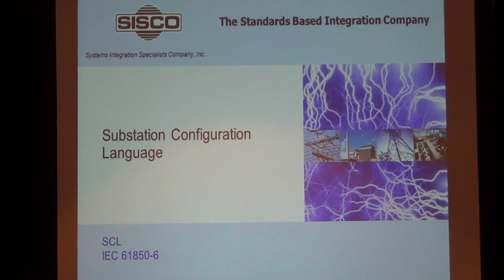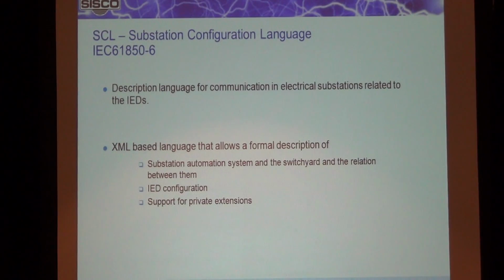So the last concept to discuss here is the substation configuration language, SCL for short. This is the language of 61850 that defines the configuration of the devices in an XML language. So you can define in XML the power system relationship between the objects that the devices are controlling, as well as defining which power system functions are assigned to which device, and how those devices are configured for those power system functions. And very important too is it does allow support for private extensions.